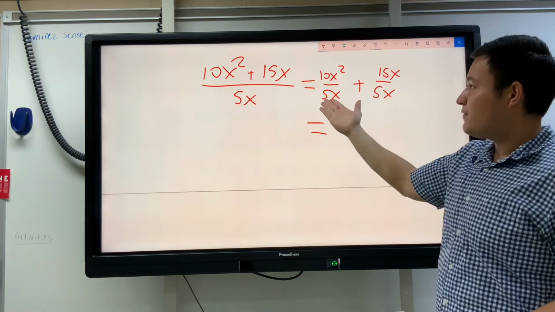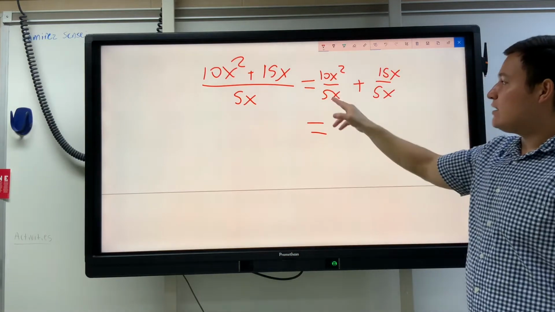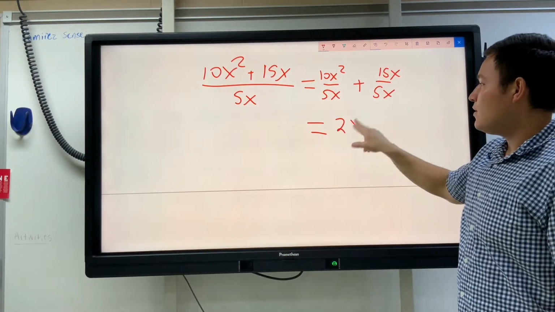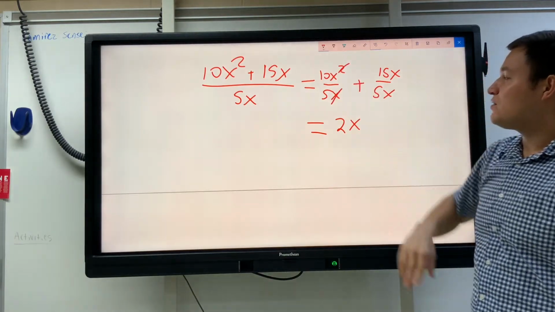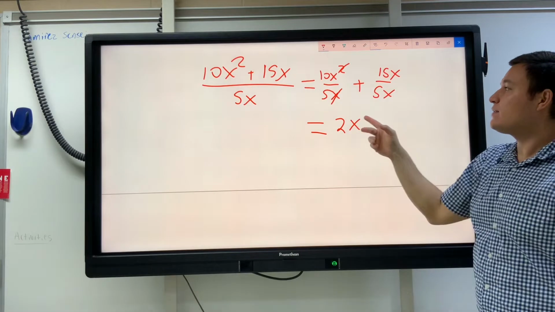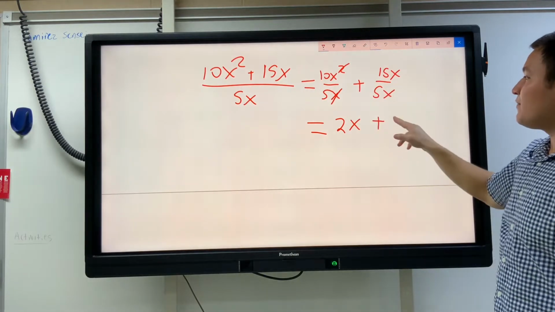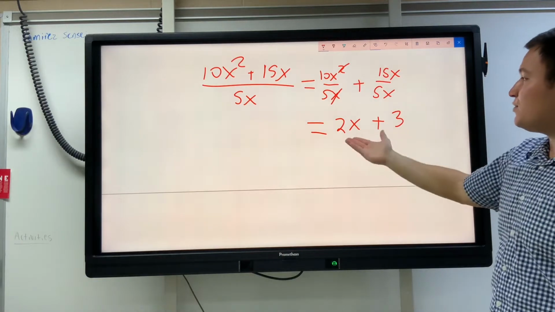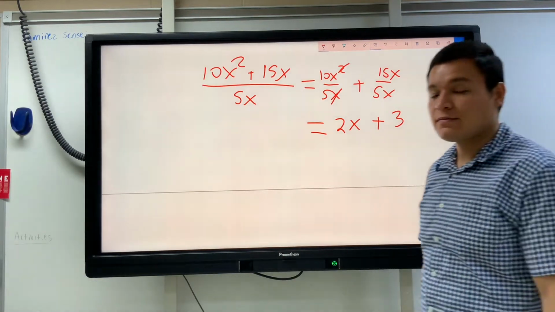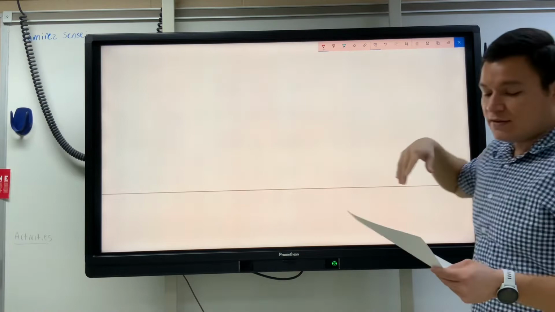Then you simplify the first fraction. 10 divided by 5 is a 2. This x will cancel out with the squared, and it'll leave you with a single x. 15 over 5 is 3. X over x cancels out, and all we have is 2x plus 3 as our answer. Let's do another one.